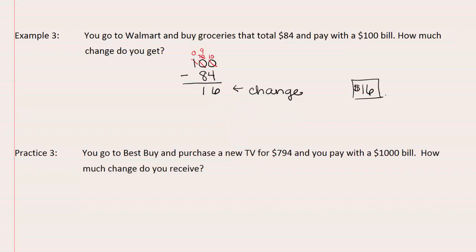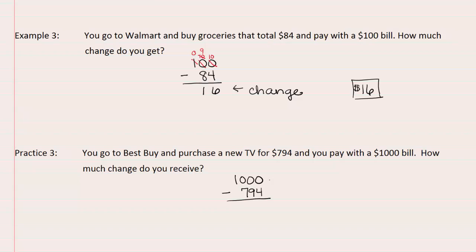Okay, let's see how we did. So it says you go to Best Buy and purchase a new TV for $794. You pay with a $1,000 bill. How much change do you receive? So again, we'll take the amount we paid with and subtract the amount it cost us.